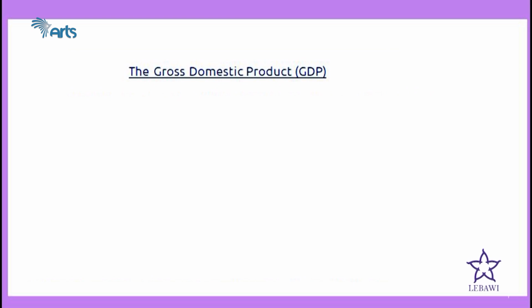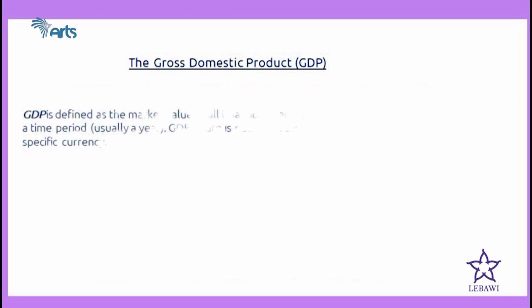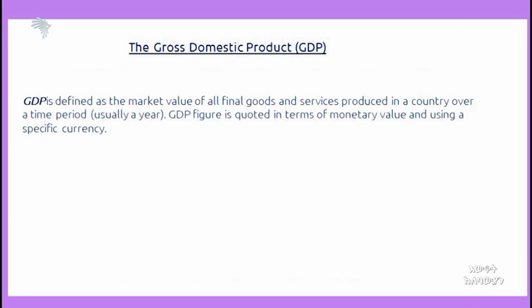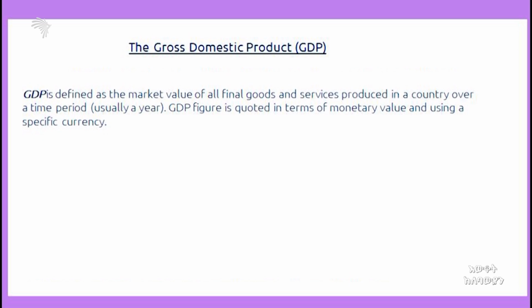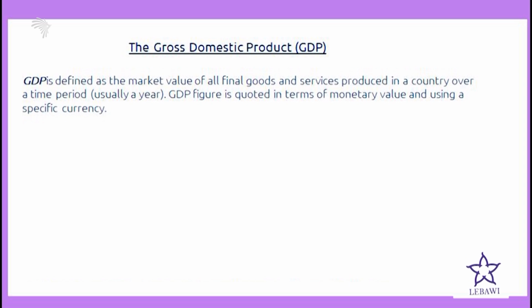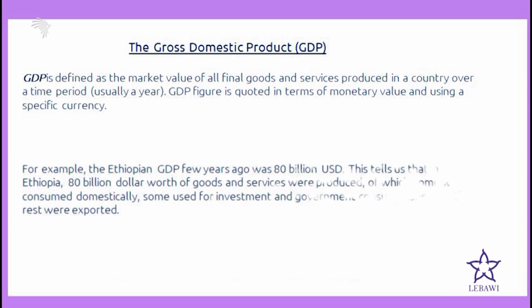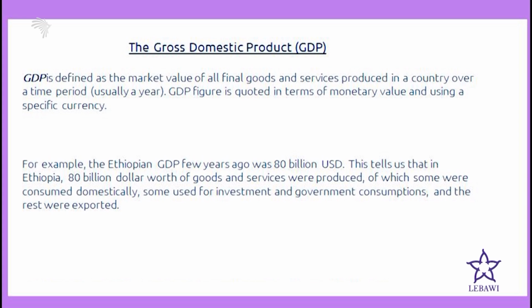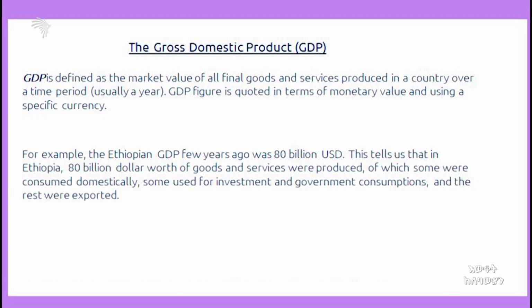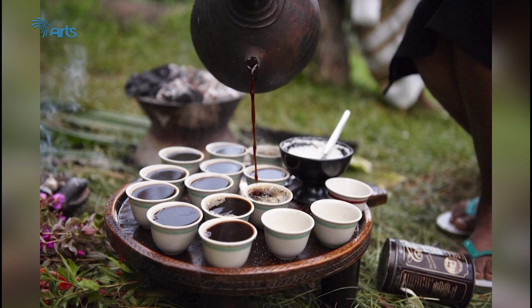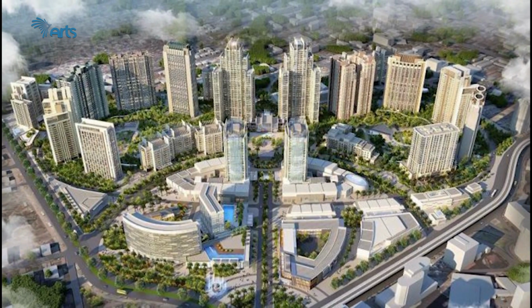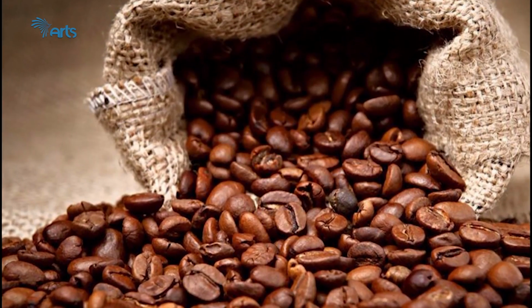The gross domestic product, GDP. GDP is defined as the market value of all final goods and services produced in a country over a time period, usually one year. The GDP figure is quoted in terms of monetary value using a specific currency. For example, the Ethiopian GDP a few years ago was 80 billion USD. This tells us that in Ethiopia, $80 billion worth of goods and services were produced, of which some were consumed domestically, some used for investment and government consumption, and the rest were exported.